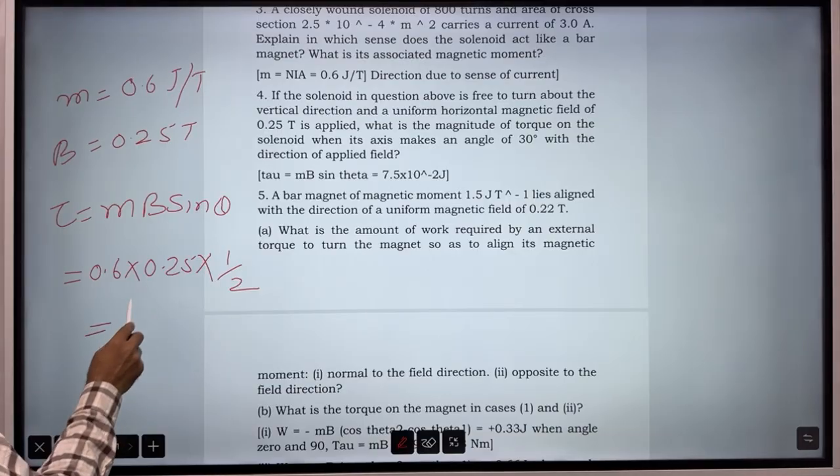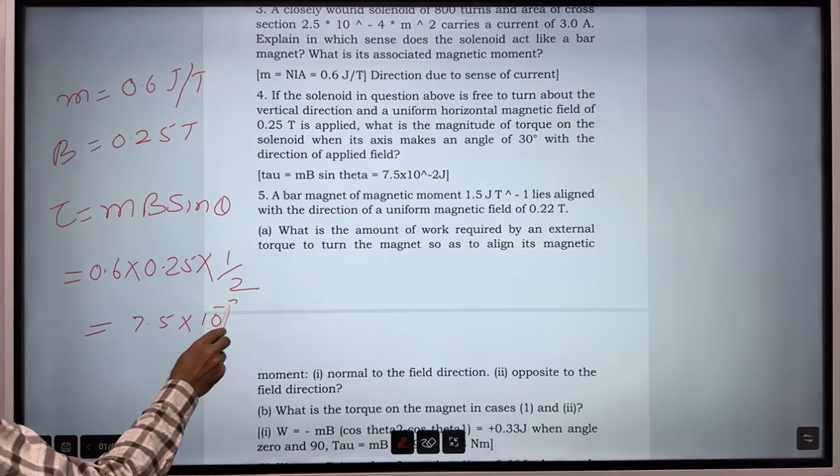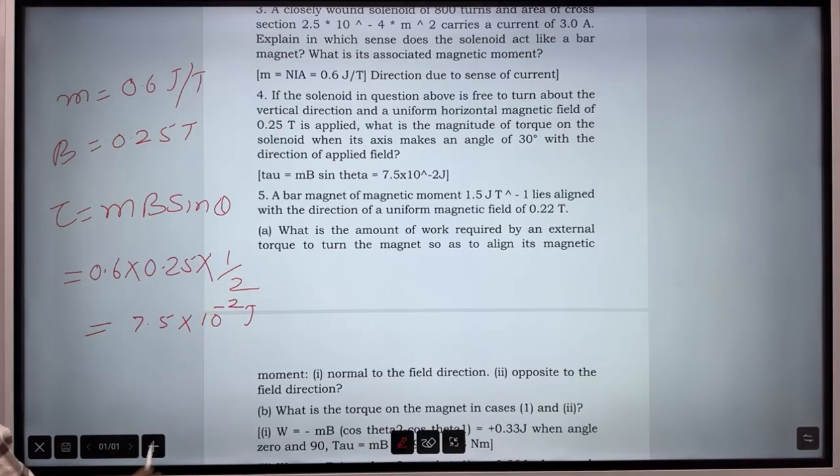This will become how much? 7.5 into 10 to the power minus 2 joule. Correct? Unit of torque is either joule or Newton meter.